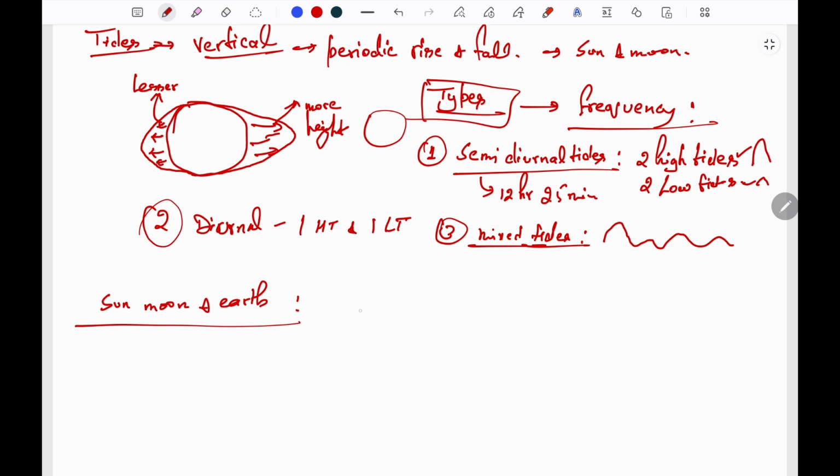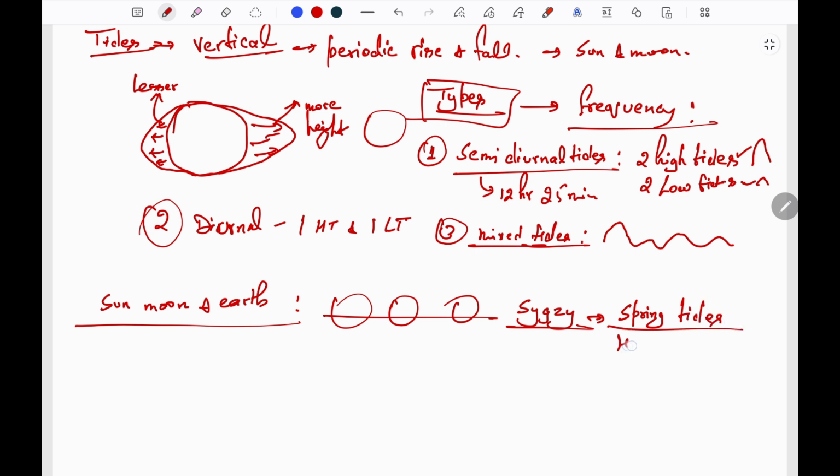So when earth, sun, and moon are in one line, this position is known as syzygy. Then there will be a phenomenon which is known as spring tides, and they are high tides. They occur twice a month, one during the period of full moon and another one on new moon.